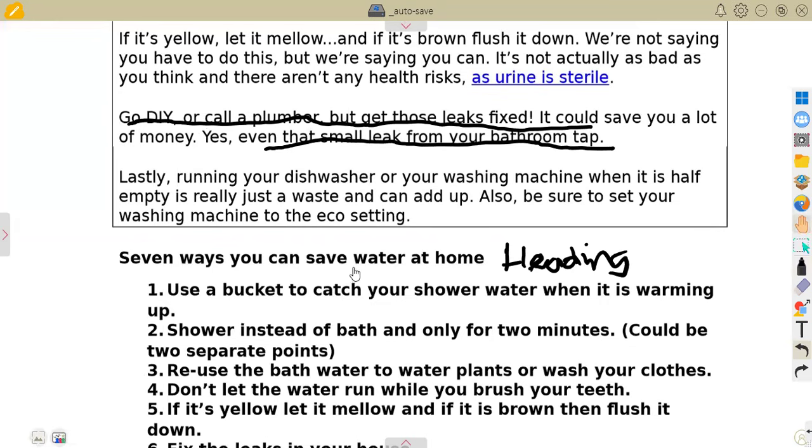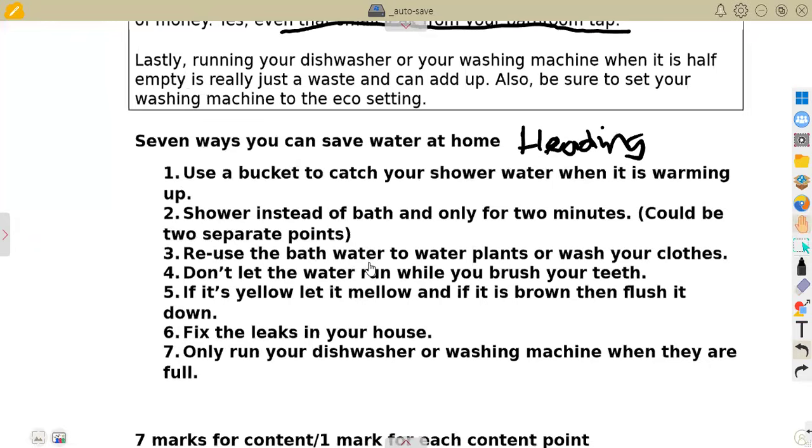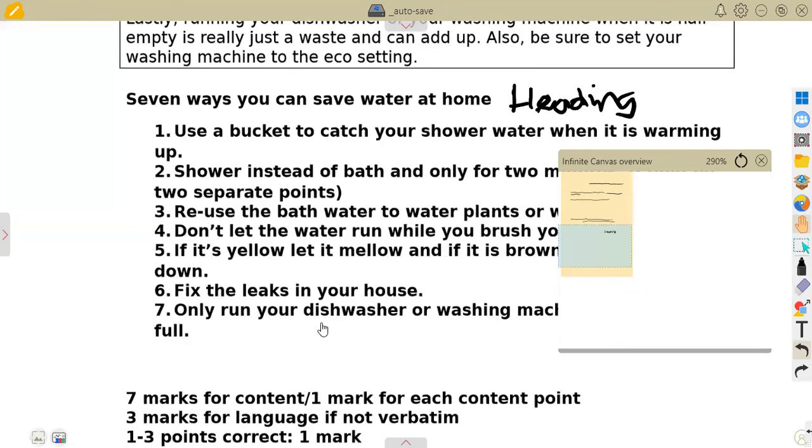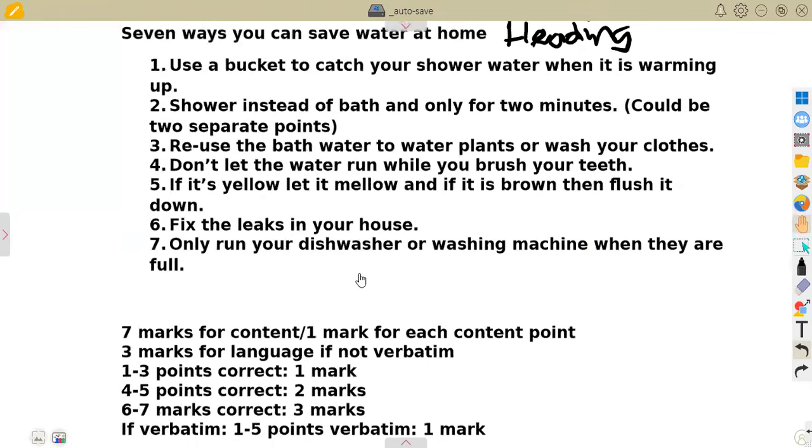And I want us to check now the last aspect here, number 7. They say only run your dishwasher or washing machine when they are full. So we are saying those aristocratic people who have access to a washing machine can try by all means to help the nation by ensuring that they save water as well.